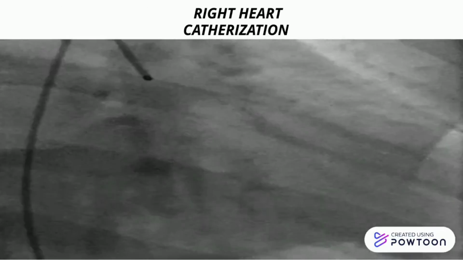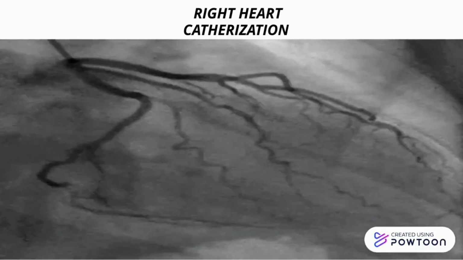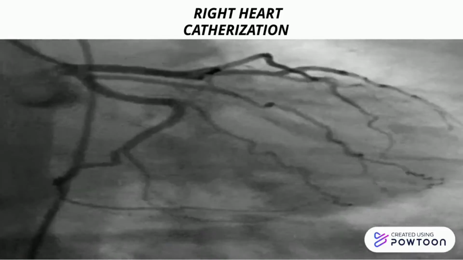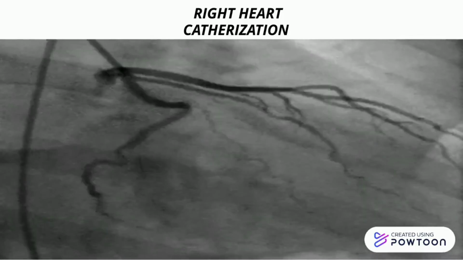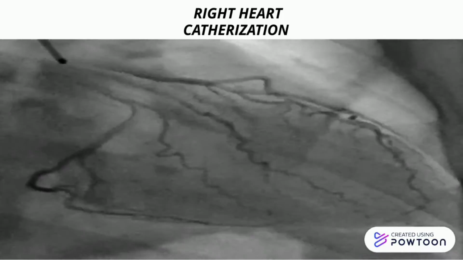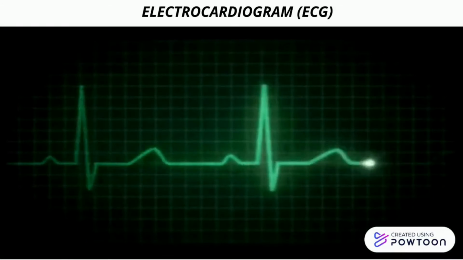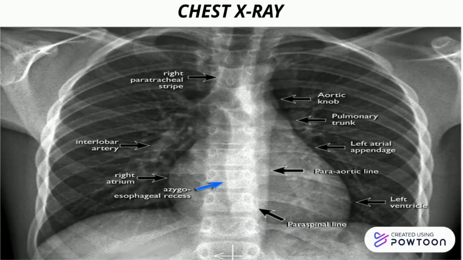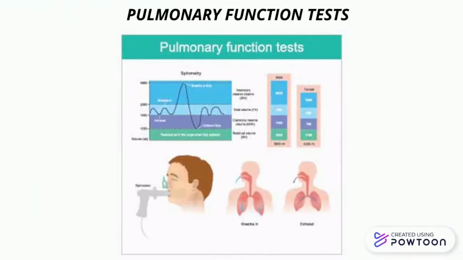Right heart catheterization is used to confirm the diagnosis of pulmonary hypertension and to accurately assess the hemodynamic abnormalities. Pulmonary hypertension is confirmed if the mean pulmonary artery pressure is greater than 25 mmHg. An electrocardiogram is a non-invasive test that shows the heart's electrical patterns and detects heartbeats. A chest X-ray creates pictures of the heart, lungs, and chest and can show enlargement of the right ventricle. Pulmonary function tests may be normal or show a slight decrease in vital capacity and lung compliance with a mild decrease in the diffusing capacity.